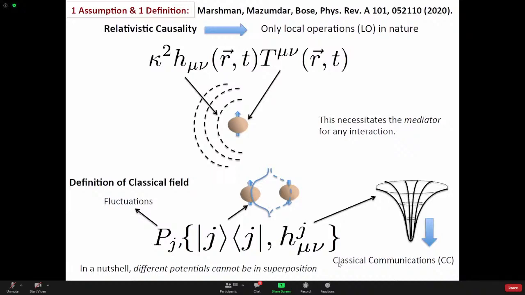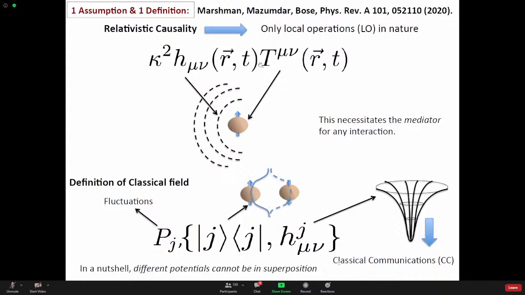When it's quite weak, you can think of it as on the flat space you have at every point a field, a tensor field h mu nu r t. Okay? And that, just like any quantum field, couples to sources in this way. And this k square is the gravitational constant G. So that's the strength of that coupling.